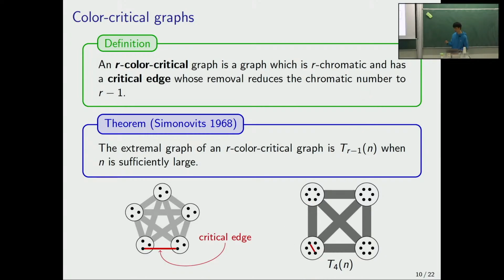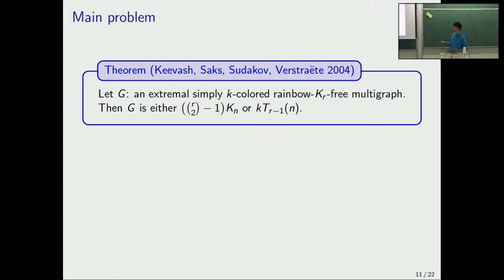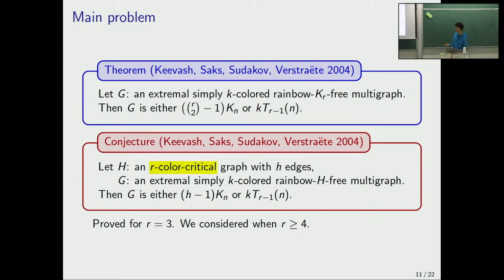So the extremal graphs of those color critical graphs are very well known. And here, this is a simple interpretation of their theorem. If we consider a rainbow complete K_r-free multigraph, the extremal multigraph should be either of these two natural constructions. And what they conjecture is that this also holds when we replace K_r by a color critical graph. So if H is an r-color critical graph with h edges, the extremal multigraph would be either of these: (h-1) times K_n, or k times the Turán graph.